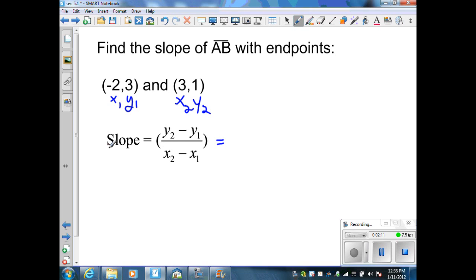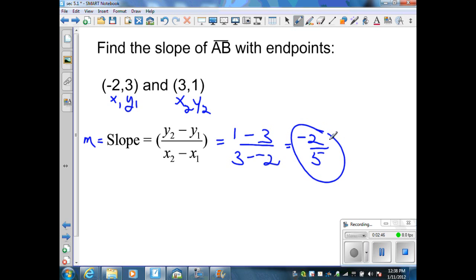So recall, slope, which we know is m, is y sub 2 minus y sub 1. When I substitute, 1 minus y sub 1, which is 3, over x sub 2, which is 3, minus x sub 1, which is a negative 2. And when I simplify, I'm going to get 1 minus 3, which is a negative 2, over 3 minus a negative 2, which is 3 plus 2, which is 5. Therefore, I have a slope that is a negative 2/5.